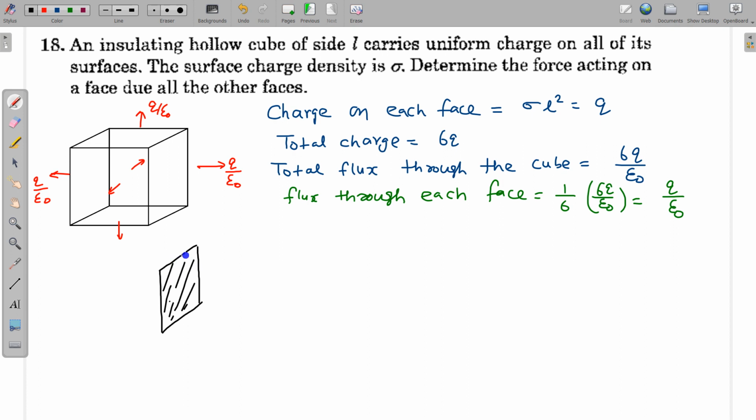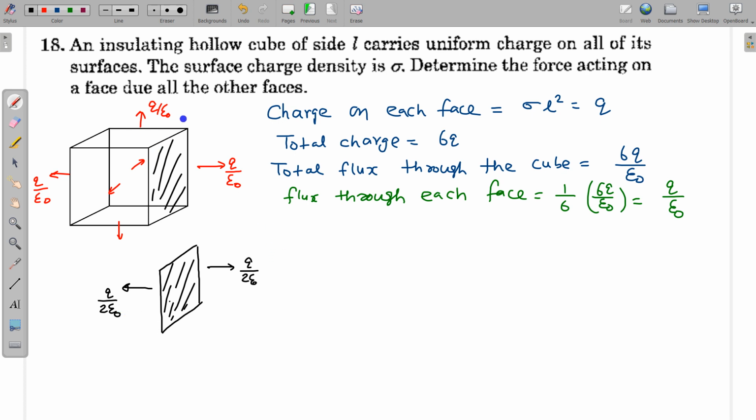the flux will be Q divided by epsilon naught, and we can say that half of the flux is going towards right, Q by 2 epsilon naught, and half of the flux due to this face only is going towards left, which is Q by 2 epsilon naught. So I am taking this face to find the force. Due to this face only the flux is charge divided by epsilon naught, which is Q by epsilon naught, and half of the flux is going towards right and half is going towards left, inside the cube. From the symmetry we can say that. So this is Q by 2 epsilon naught, and this is again Q by 2 epsilon naught.